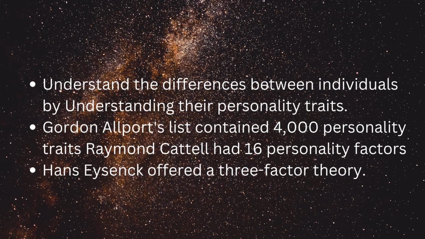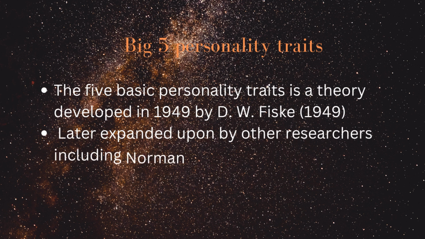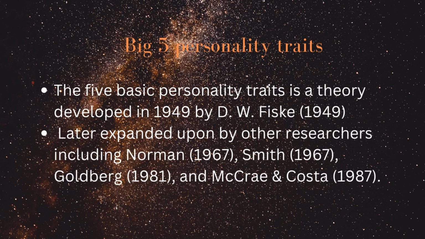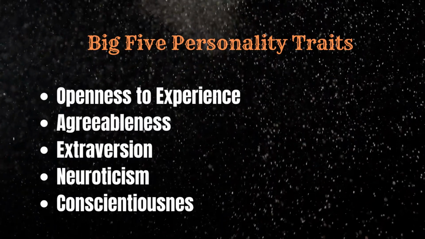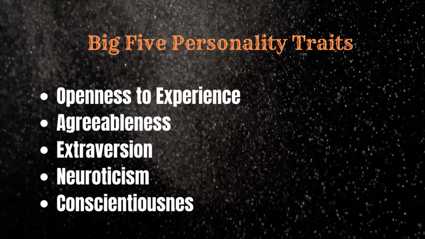The most prevalent personality framework is the Big Five, also known as the five-factor model of personality. The five basic personality traits is a theory developed in 1949 by D.W. Fiske, and later expanded upon by other researchers, including Norman 1967, Smith 1967, Goldberg 1981, and McCrae and Costa 1987. Big Five personality traits include openness to experience, agreeableness, extroversion, neuroticism, conscientiousness.